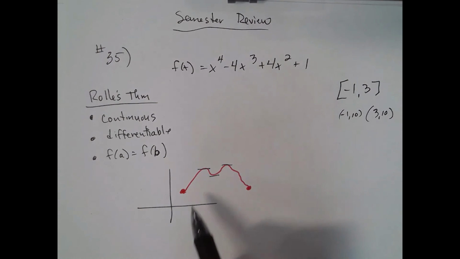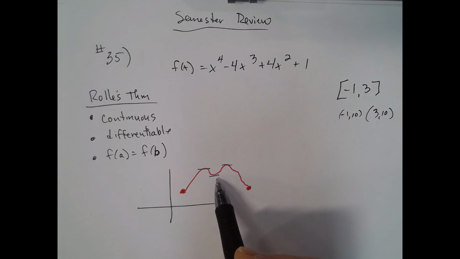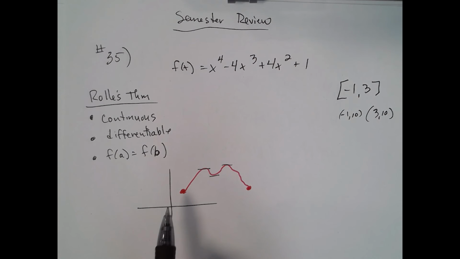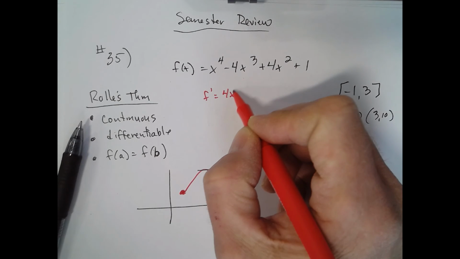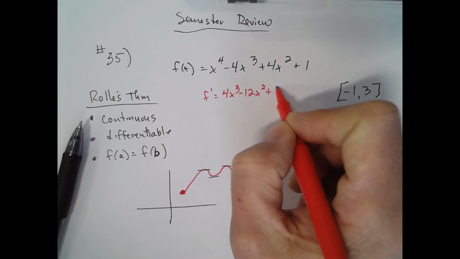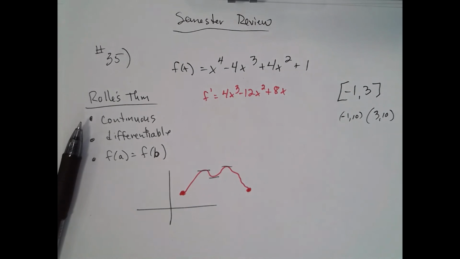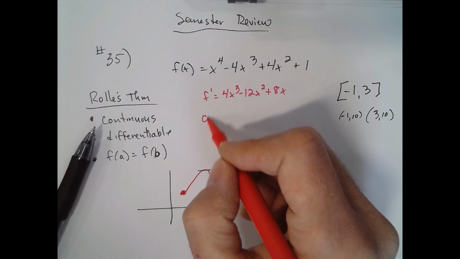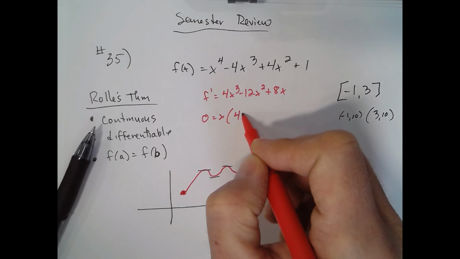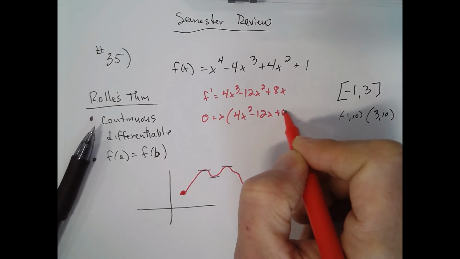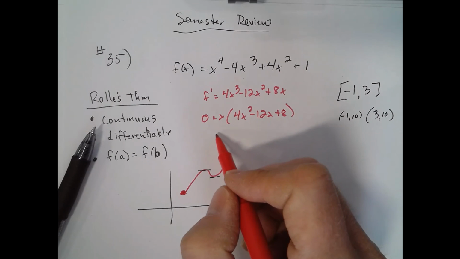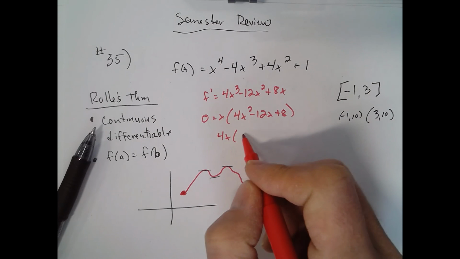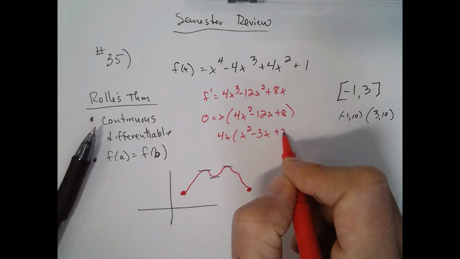We need to figure out where in the interval. Okay, so we find the derivative. And then we set it equal to 0. Luckily, they all have an x. So I'm going to set it equal to 0 and factor out an x. 4x squared minus 12x plus 8. Heck, we could have taken out a 4, and that would have been better. So 4x times x squared minus 3x plus 2.